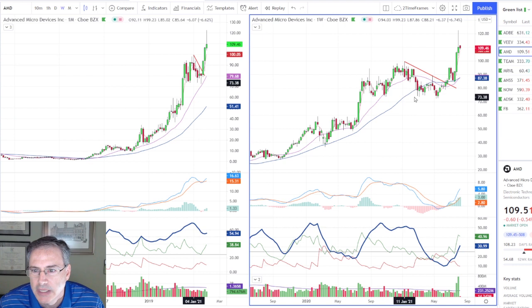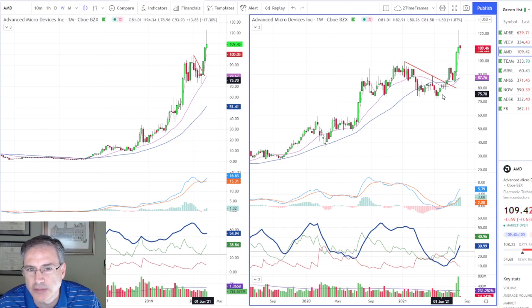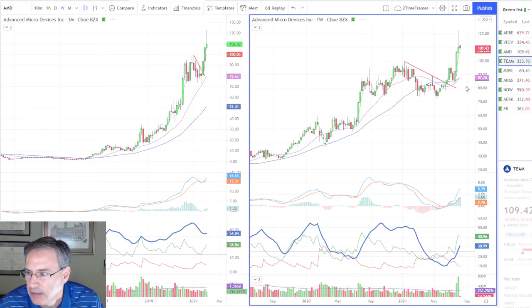This also was an undercut pattern. And so, again, when you take out a prior low like that and then reverse very quickly, I think you can be a little bit more aggressive on the trigger side of the equation.